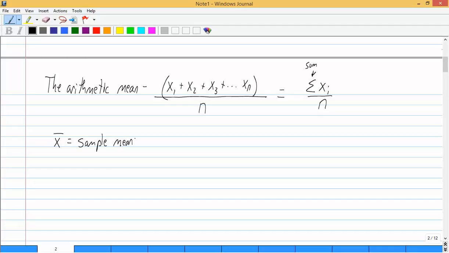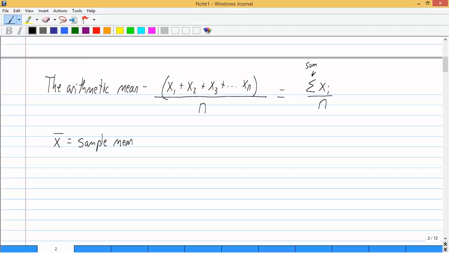So if we're using a formula that has x bar in it, that's x bar. If you see a formula with that, then it's calling for the sample mean. And you find it the exact same way. You add up all of the data items and then you divide by n, the number of data items.